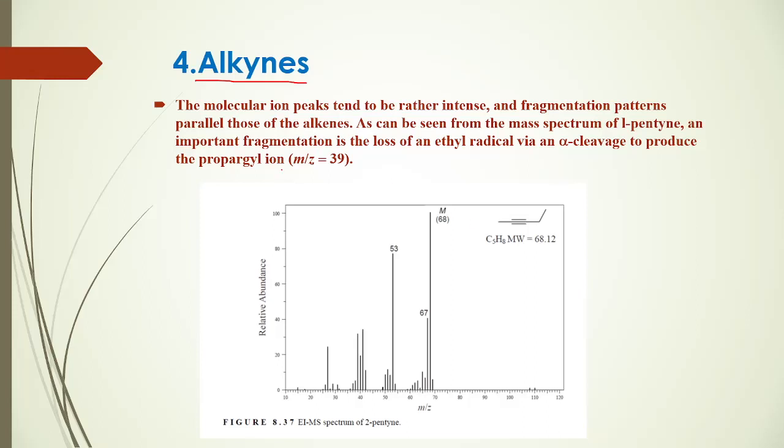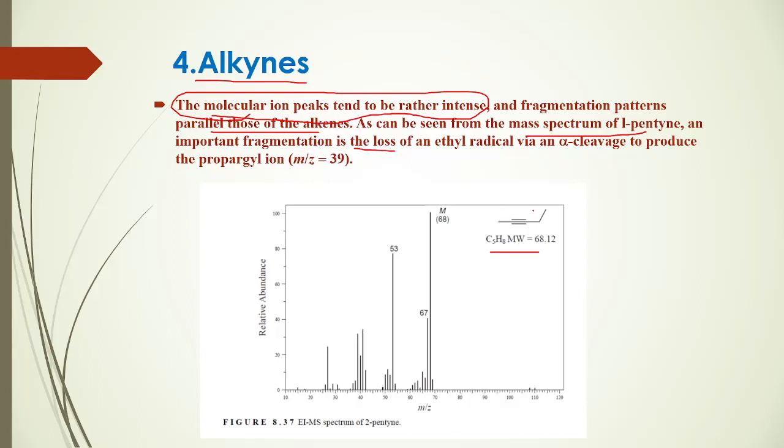Alkynes and alkenes have similar fragmentation patterns, but friends, you can see here we have a triple bond, so we get a very intense molecular ion peak, because we have four pi electrons. So the fragmentation pattern is similar to the alkenes. Now we can see the mass spectrum of 1-pentyne, the molecule over here. The important fragmentation is the loss of an ethyl radical via alpha cleavage to produce the propyl ion.